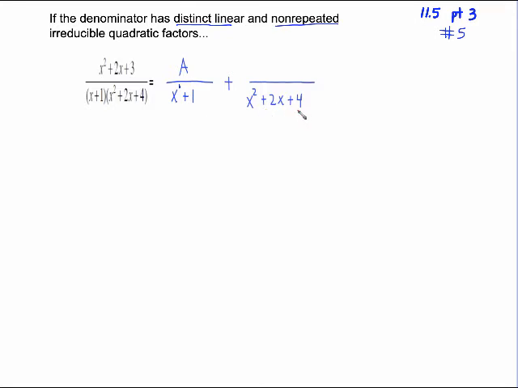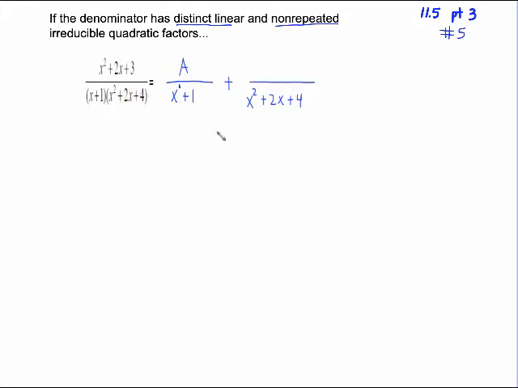What do we mean by irreducible? We mean we can't factor this. X squared plus 2x plus 4 cannot factor. Now, if this had been x squared plus 5x plus 4, then that would be factorable, and that would factor into two more distinct linear factors. But that's not the case. It is something that will not reduce, it will not factor.